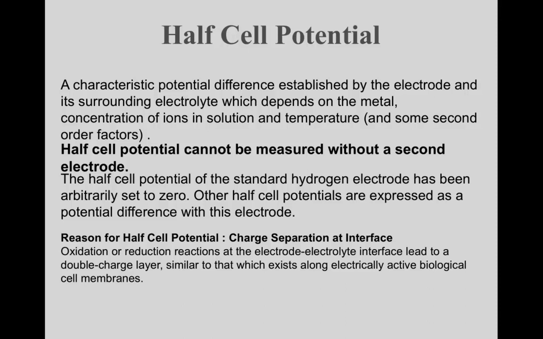The reason that you have a half-cell potential is that you have charge separation at the interface. These oxidation or reduction reactions that occur at the electrode-electrolyte interface give you a double charge layer, and this is quite similar to what happens in a semi-permeable membrane in a cell that passes anions and cations back and forth. The one difference is that you don't have the movement of ions in the electrode, you have the movement of electrons. Nevertheless, you still end up with this double charge layer, positive on one side, negative on the other, and so this gives rise to a potential.